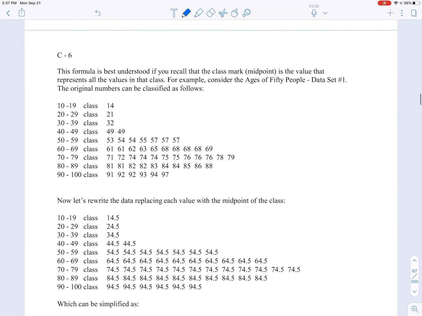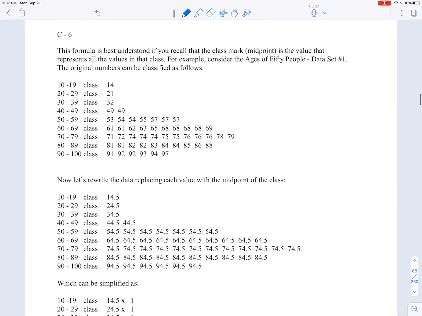So let's take a look at the data that we have been using, the ages of the 50 people. Here's the 50 numbers, 14 up to 97. And actually, this looks really similar to the stem and leaf that you did, right? But what we've got here is a 14-year-old, a 21-year-old, a 32, 249s, and 7 in the 50s, and so on like that.